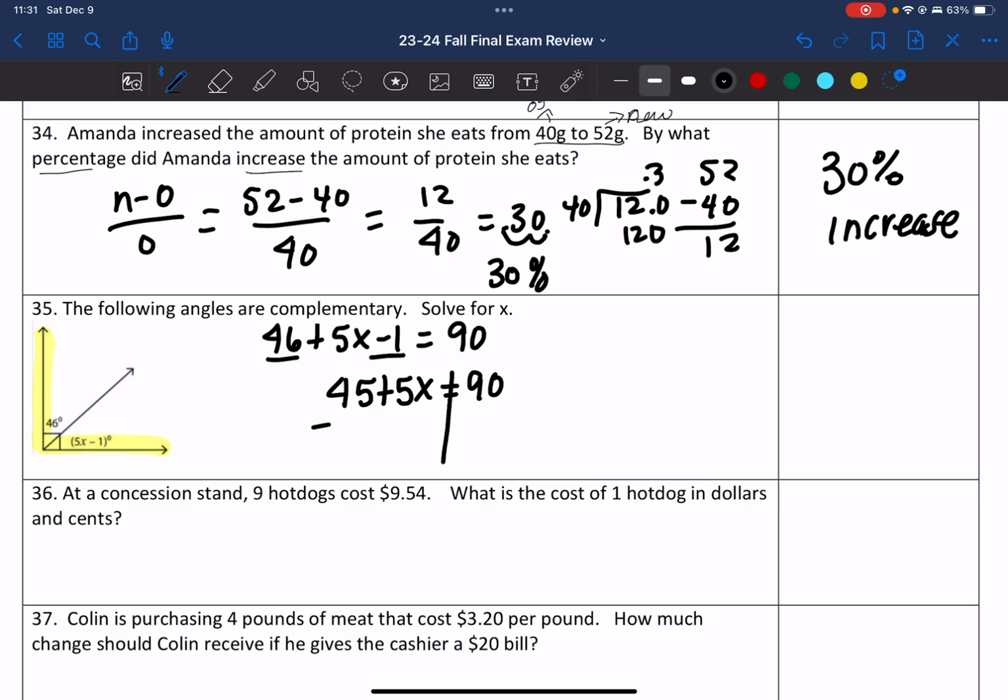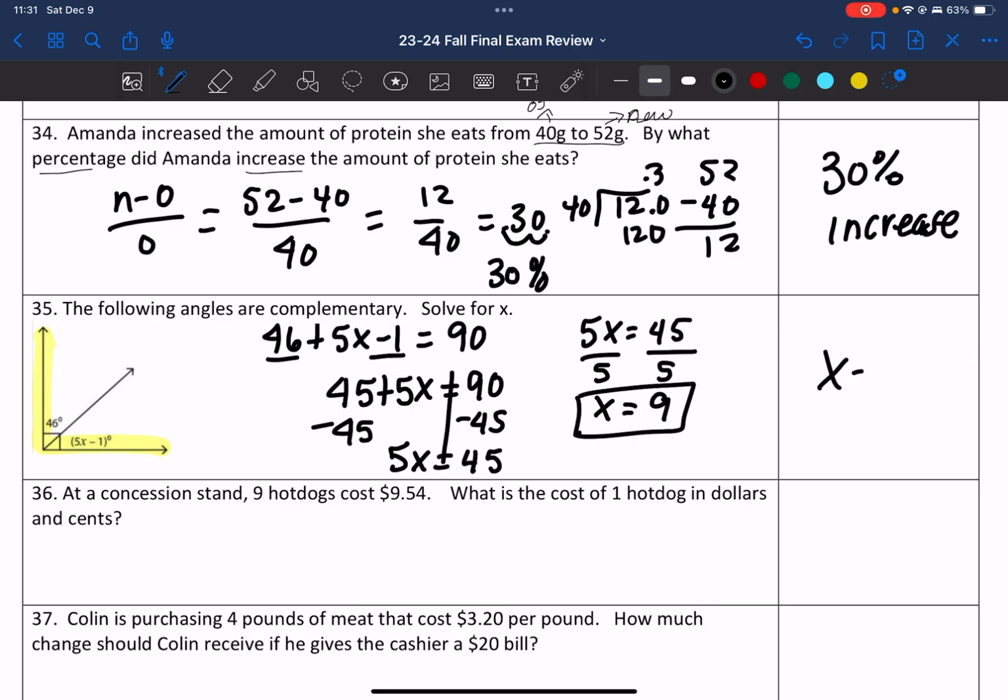Okay, we're going to subtract 45. Subtract 45. 5x is going to equal 45. If you cannot tell yet, I am exhausted. Let's divide by 5. I'm trying to keep myself awake here. 45 divided by 5 is going to be 9. Okay, so x is equal to 9. That is x.